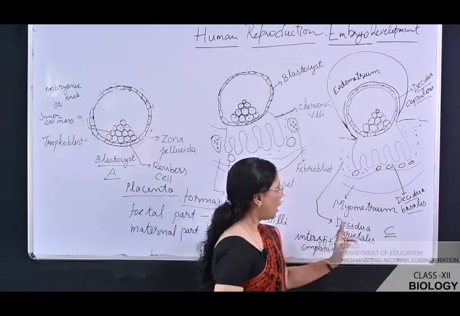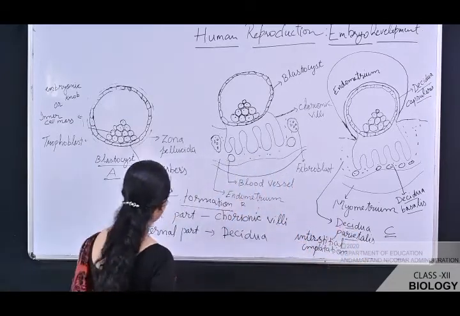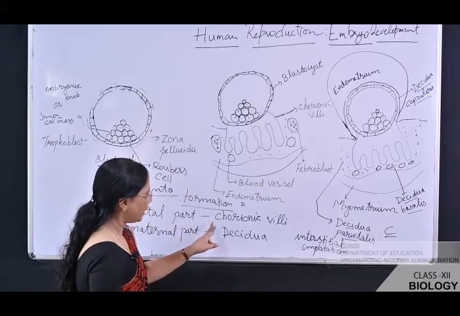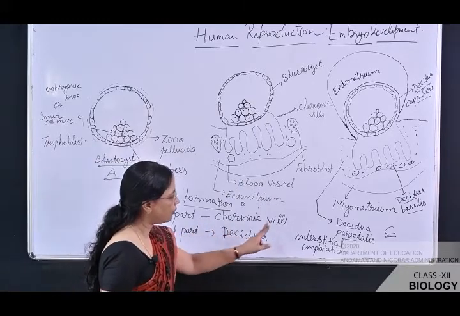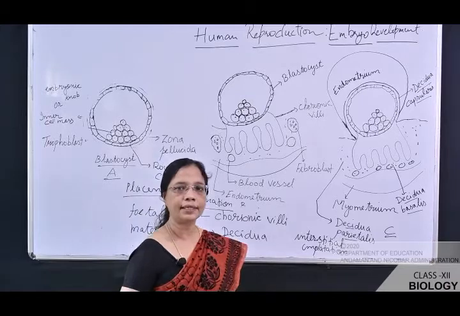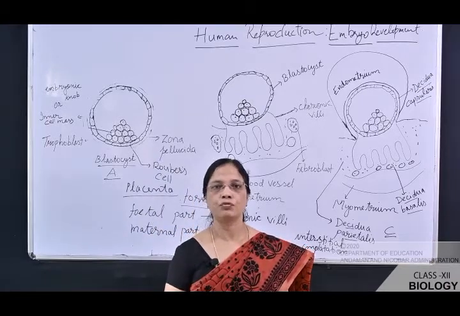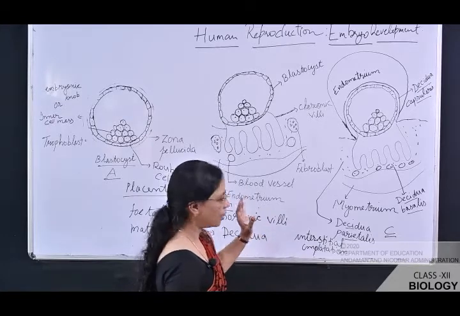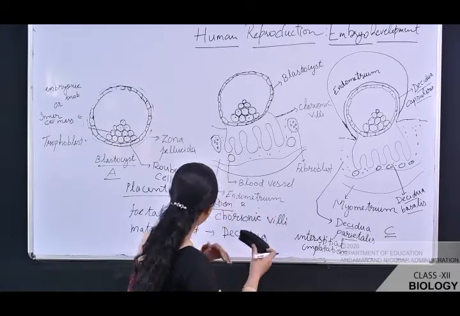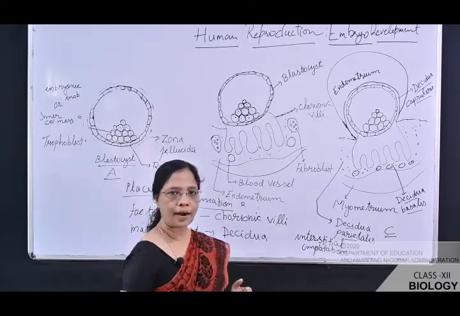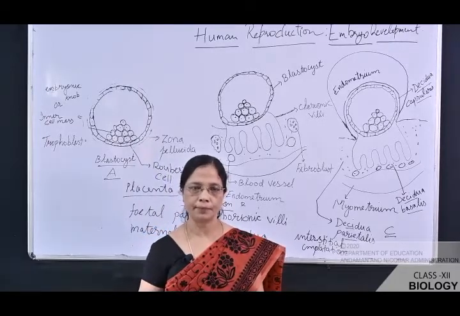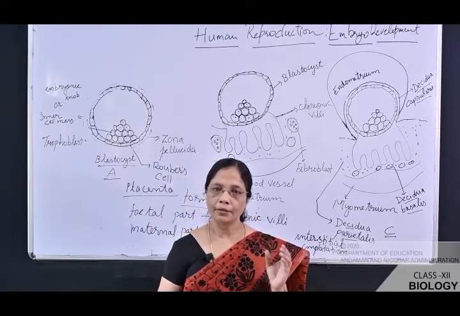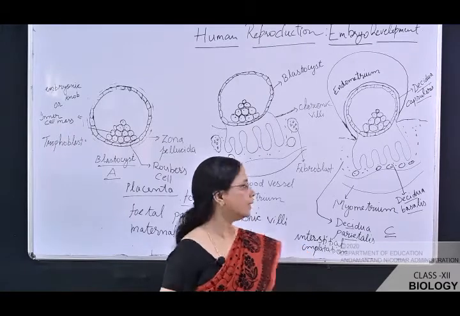Okay. Now how are both of these united? The chorionic villi and the decidua get interdigitated to form the placenta. So the placenta is the combination of both the fetal part as well as the maternal part. The development of the placenta completes in 11 weeks.